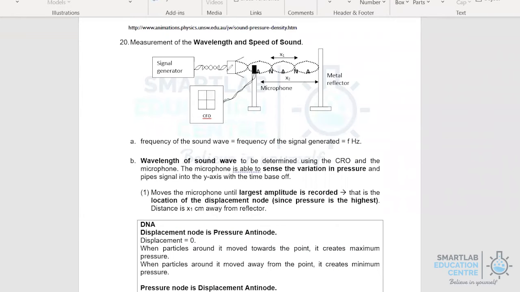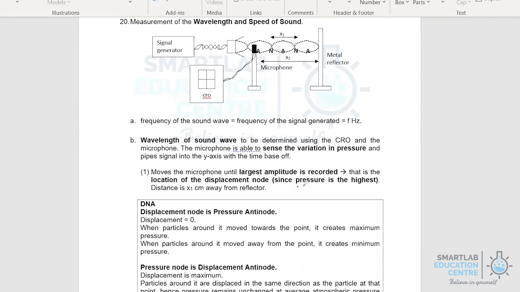Finally, we'll take a look at now how we can measure a stationary wave for sound using a signal generator that produces a wave that gets reflected by a metal reflector, in the process creating a stationary wave between the signal generator and the metal reflector. And thereafter, we will use a microphone which is connected to a cathode ray oscilloscope, where the microphone is able to sense the variation in pressure and pipes the information to the cathode ray oscilloscope. When the microphone registers the largest amplitude on the CRO, when the pressure is the highest, is where it is actually the node. Most people would have thought that it is the antinode.